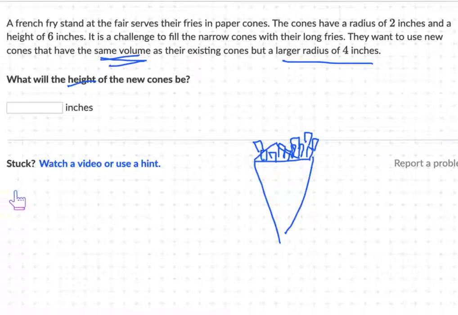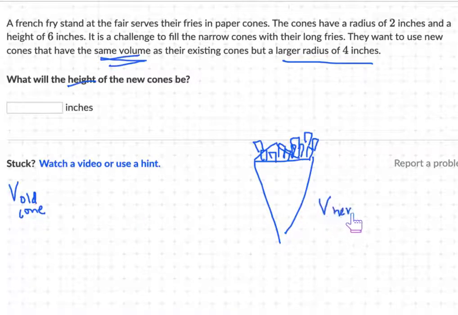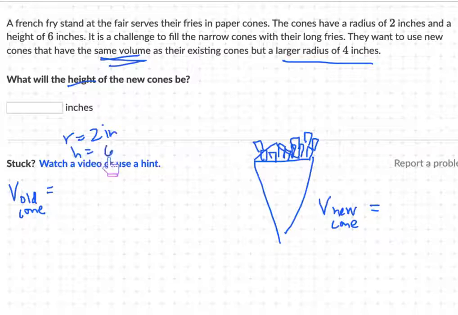All right, so we basically have two types of cones. We have the old cone, and then we have a new cone. I'm going to first figure out the volume of the old cone. It says that it had a radius of 2 inches and a height of 6 inches. That's for the old cone, so I'm going to keep it on this side.